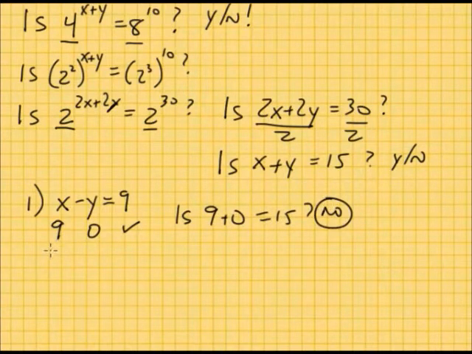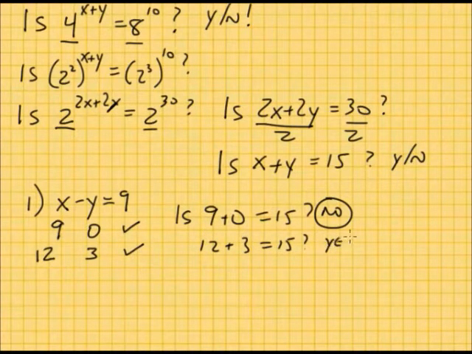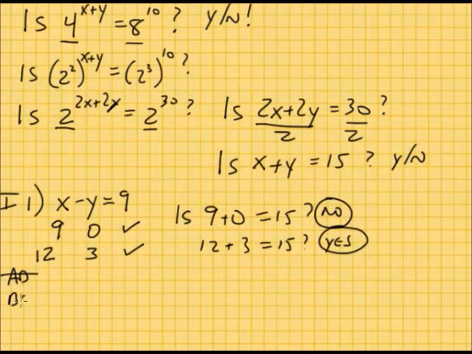If, however, you used x equals 12 and y equals 3, 12 minus 3 is 9. Is 12 plus 3 equal to 15? Yes, it is. So here is your conclusive proof. Fact 1 is insufficient. We can use that to knock out A and D, and now we're going to take a look at fact 2.